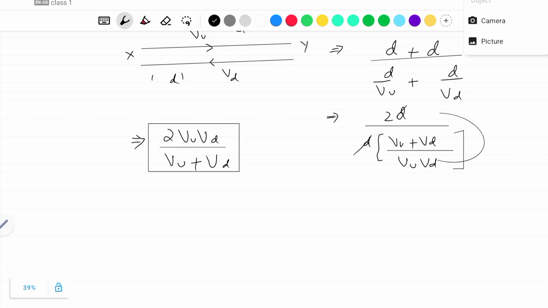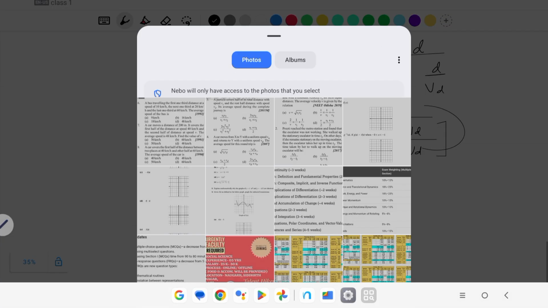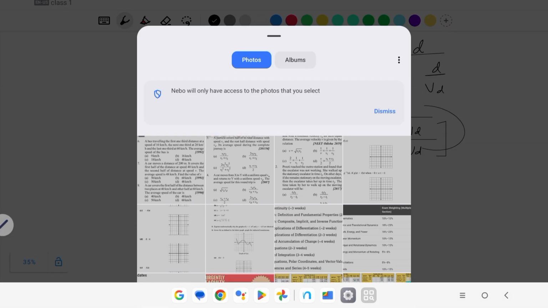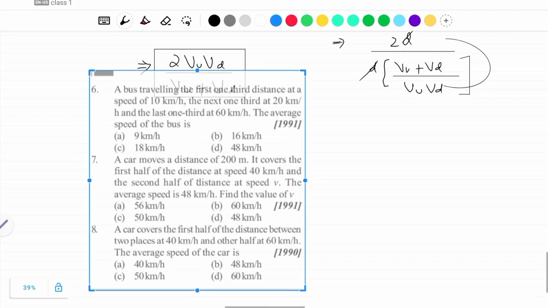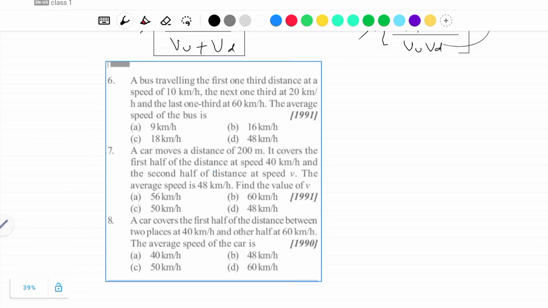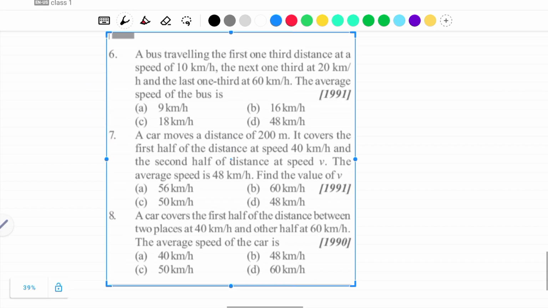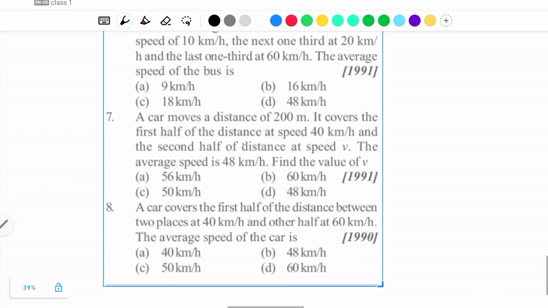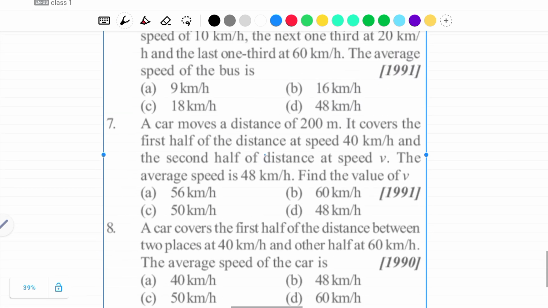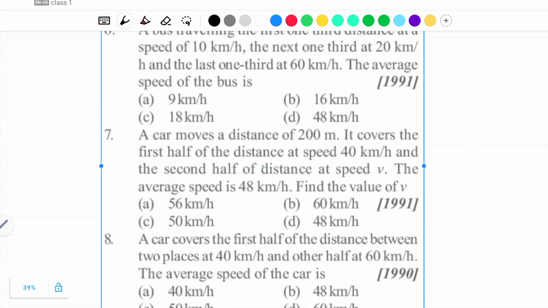I am giving you a few examples to solve yourself. So you try these questions and try to answer them. You solve them and mark the answer. Write the answer in the comment box. For the right answer I will give a heart in the comment box.